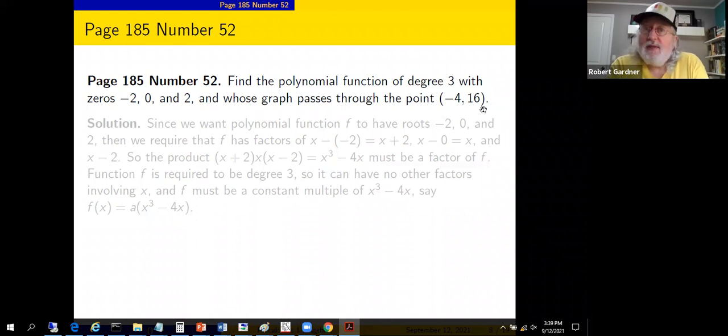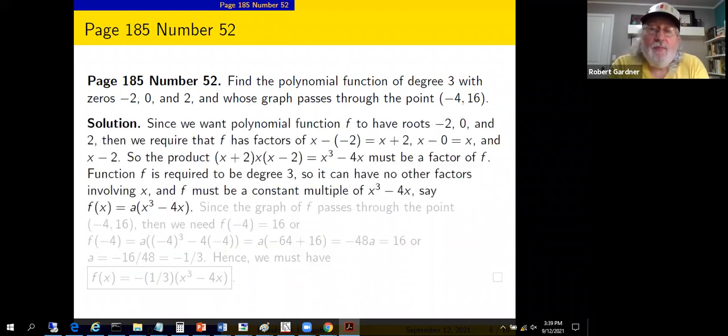All right, we'll start it the same way we did the previous one. You want roots at -2, 0, and 2. Then we'll take as factors x minus -2, that is x plus 2, x minus 0, that is x, and x minus 2, and multiply those three together. It'll have a root of -2 because that makes this 0. It'll have a root of 0 because this term then will be 0. It'll have a root of +2 because then this factor will be 0.